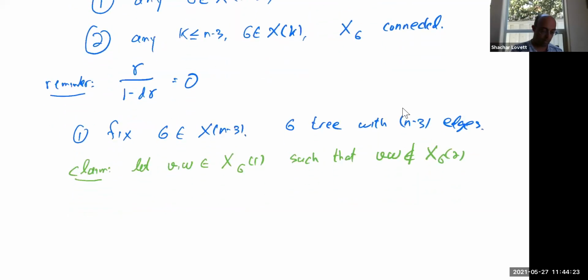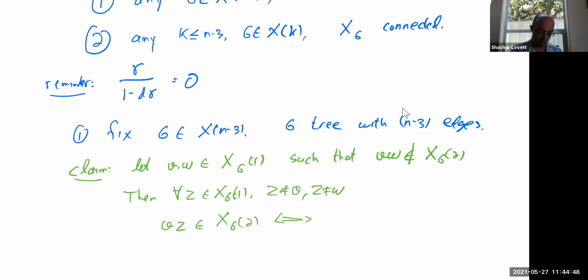So I claim then for every other node z in X sigma 1, which is not v and not w, any other node, what we have is the following thing. Vz is in X sigma 2 if and only if wz is.